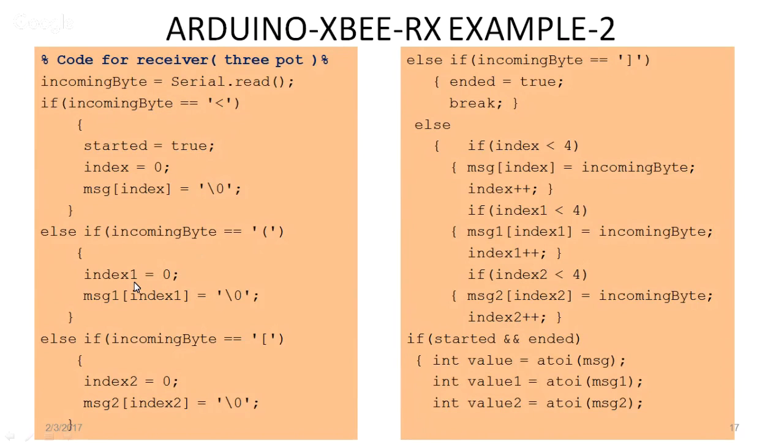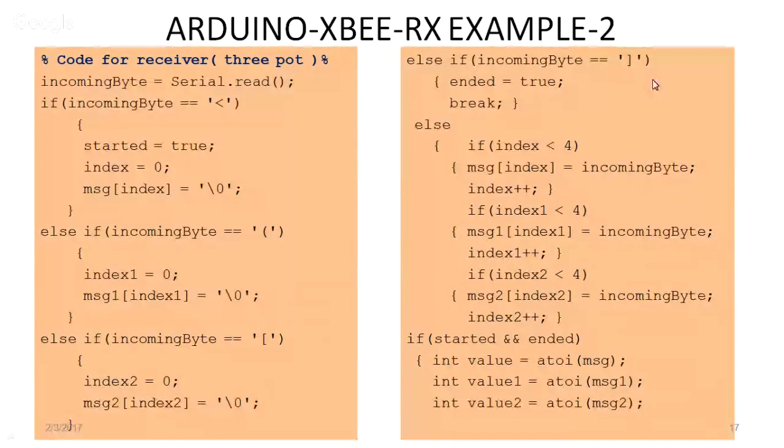That means index 1 and message 1 is for the second value, and index 2 and message 2 is for the third value. So we are using this algorithm for getting 3 values. The first value will start from this, the second value will be this, and the third value will be between this. At the end, the end bit will be the last bit of your third analog value.